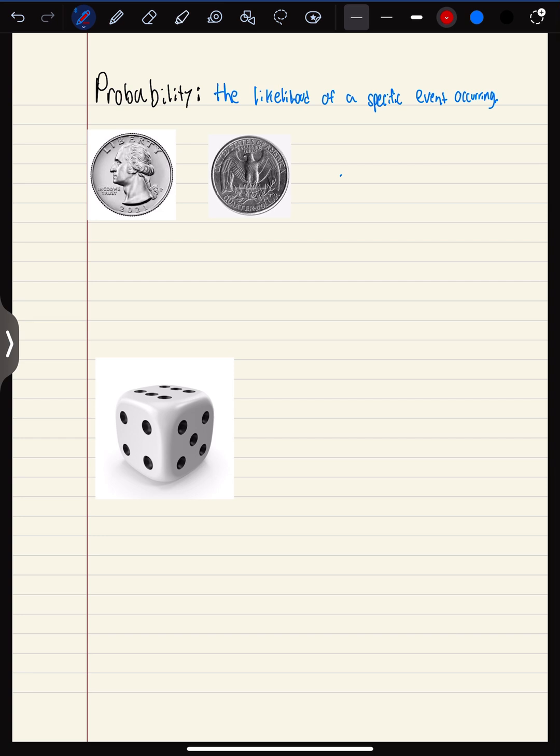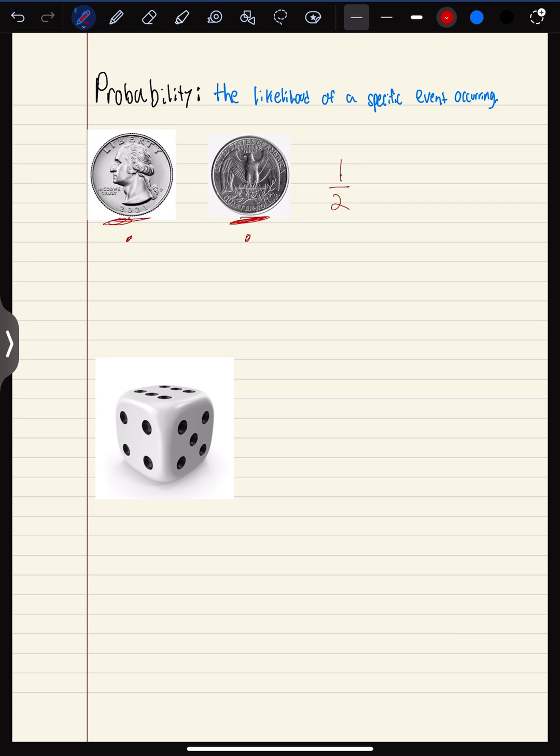So if we have a coin, like we have right here, then our probability of landing a heads or tail is 1 out of 2 because we have two choices. So this is one choice. This is another choice. So we have a 1 out of 2 chance of landing a head and a 1 out of 2 chance of landing a tails.